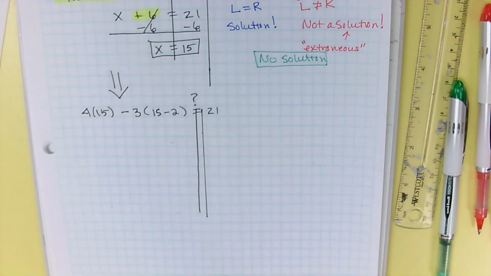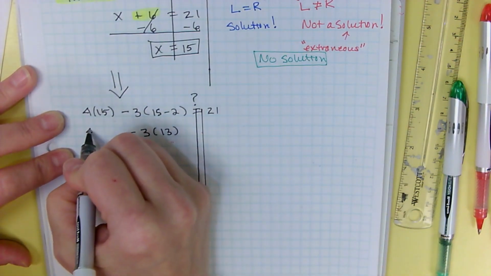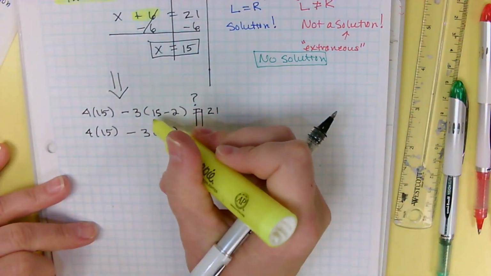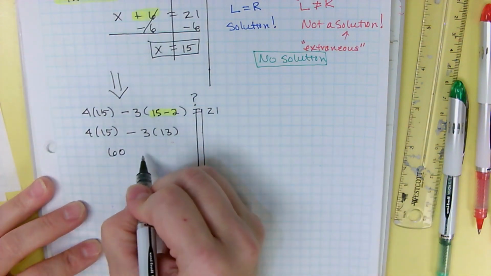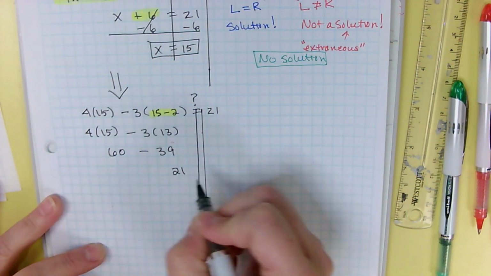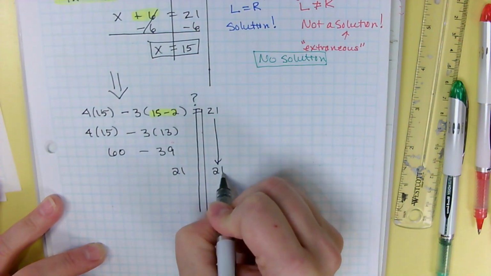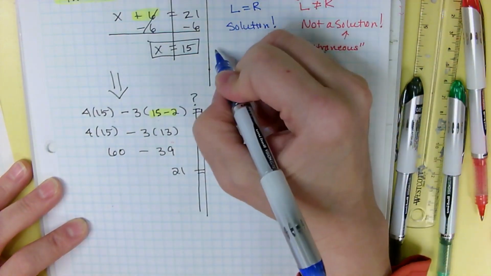Okay, order of operations says inside grouping symbols first. 15 minus 2 is 13. So we've done that. Okay, now exponents, so there aren't any. Now multiply or divide left to right. So 4 times 15 is 60. Continuing to the right, negative 3 times 13 is negative 39. We're done multiplying. Last, you add or subtract. 60 minus 39 is 21. If I bring down the right-hand side, the left equals the right, which means my solution is good.